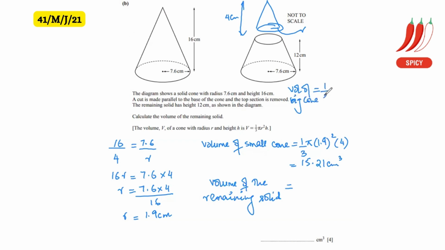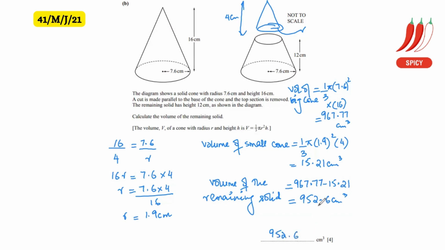That is 1/3 times pi times 7.6 squared times 16. That's 967.77 centimeter cubed. So you find the difference of these two: 967.77 minus 15.21. That gives 952.6 centimeter cubed. That is the volume of the remaining solid.